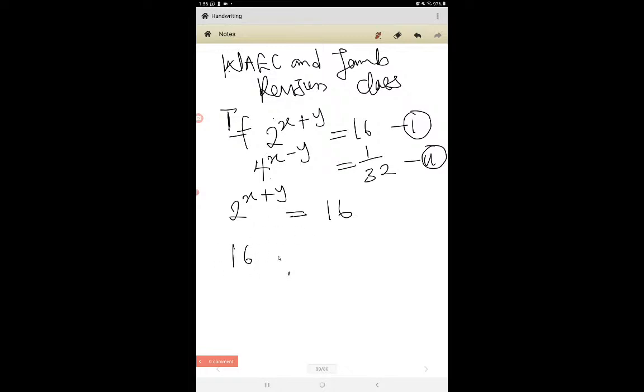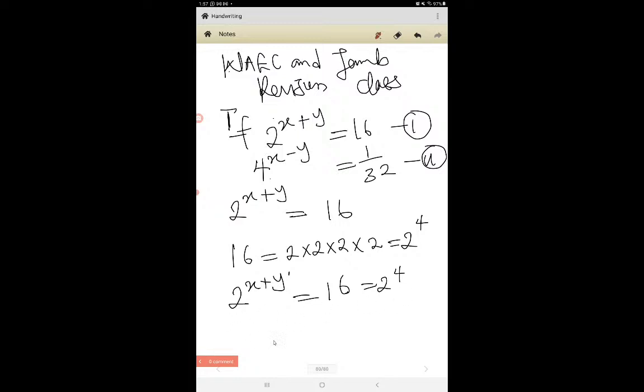Recall that 16 is 2 times 2 times 2 times 2, which is 2 raised to power 4. That is 16. Now 2 raised to power x plus y is equal to 16, which is equal to 2 raised to power 4.